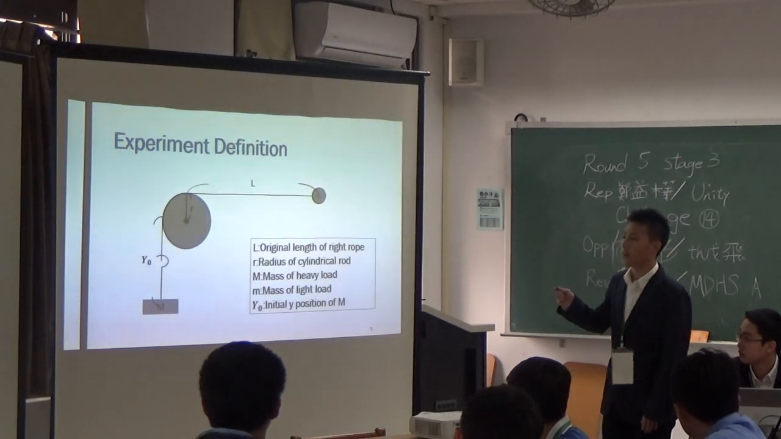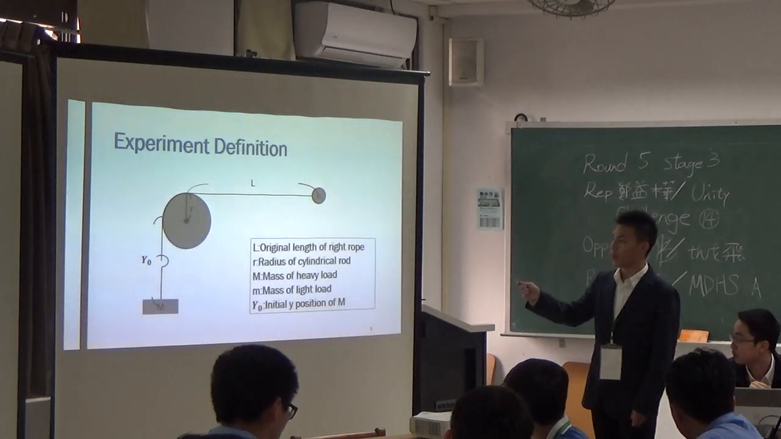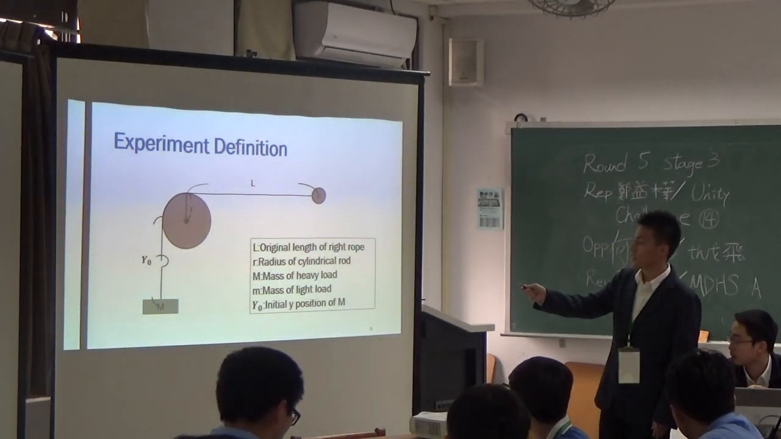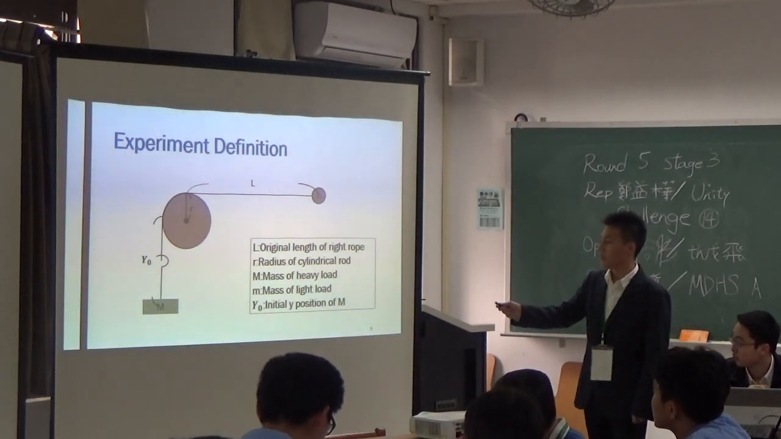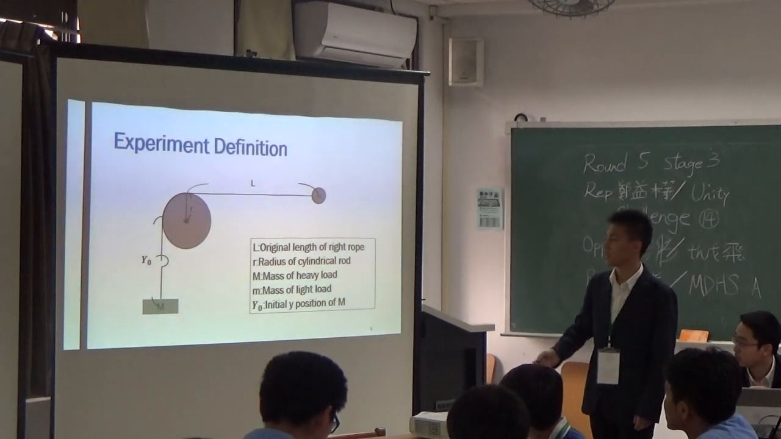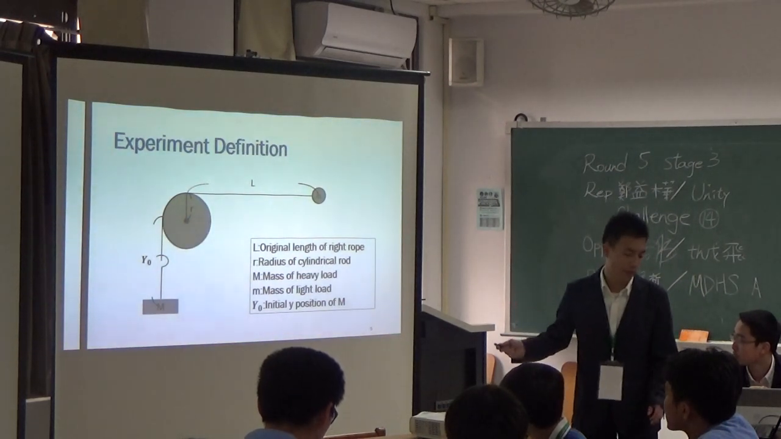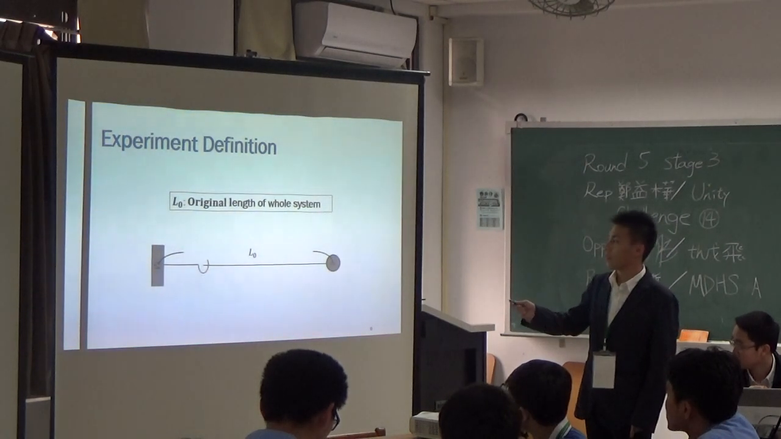Next, we want to talk about our experiment definition. L means the original length of the rope, and R means the radius of the cylindrical rod we use. The big end and small end mean the mass of the heavy block and light block, Y0 means the initial Y position of the heavy block, and L0 means the original length of the whole system.